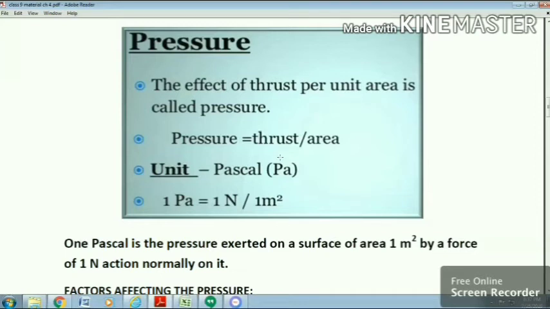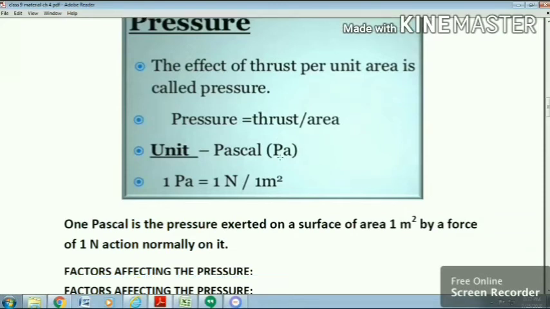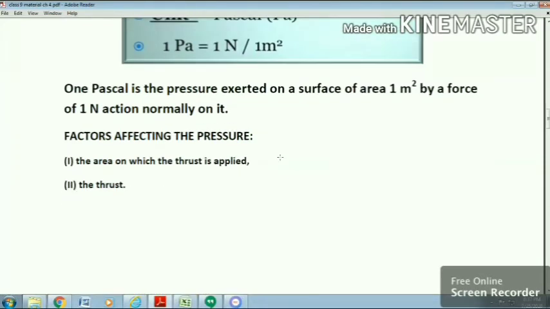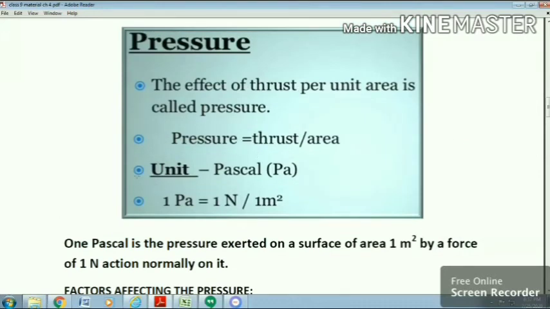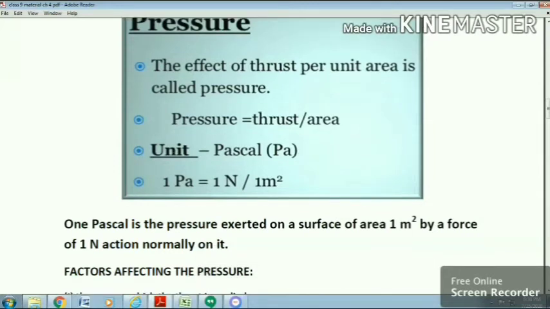Now, what are the factors which are affecting the pressure? The two factors, from the definition, are the area on which the thrust is applied and the thrust. It is direct from the formula. You can see it is thrust by area. So pressure is directly proportional to thrust. When thrust increases, pressure also increases. And the second point is the area on which thrust is applied. So it is inversely proportional to the area of contact.